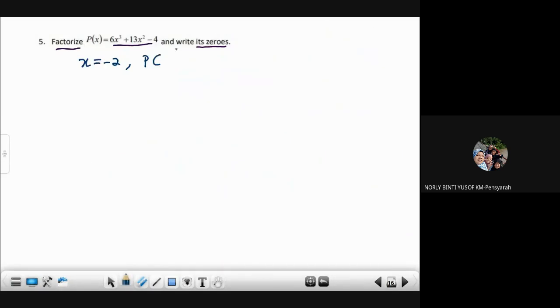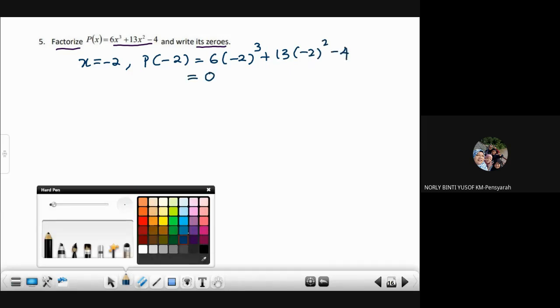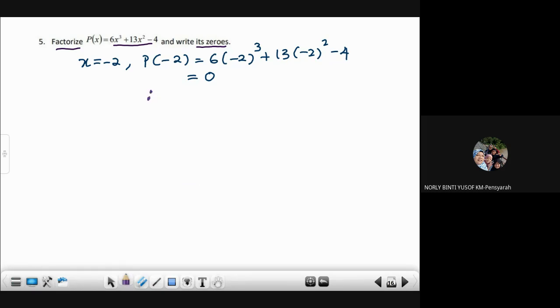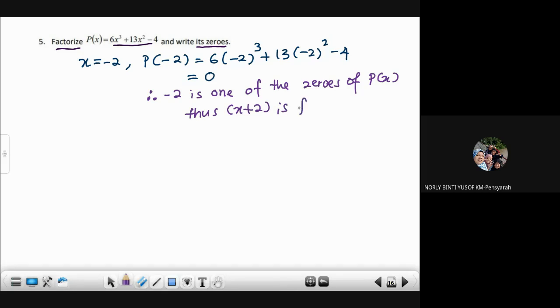So sama macam ni. So X negative 2, masukkan 6 negative 2 power of 3 plus 13 negative 2 squared minus 4, you akan dapat 0. Lepas tu you pun conclusion, negative 2 is one of the zeros of Px. Thus, x plus 2 is factor of Px. Lepas tu sama Px 6x kuasa 3 tambah 13x kuasa 2 tolak 4.